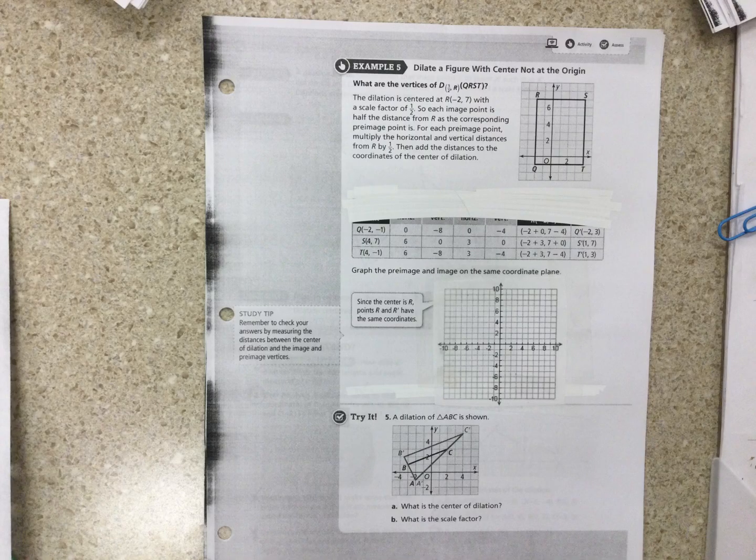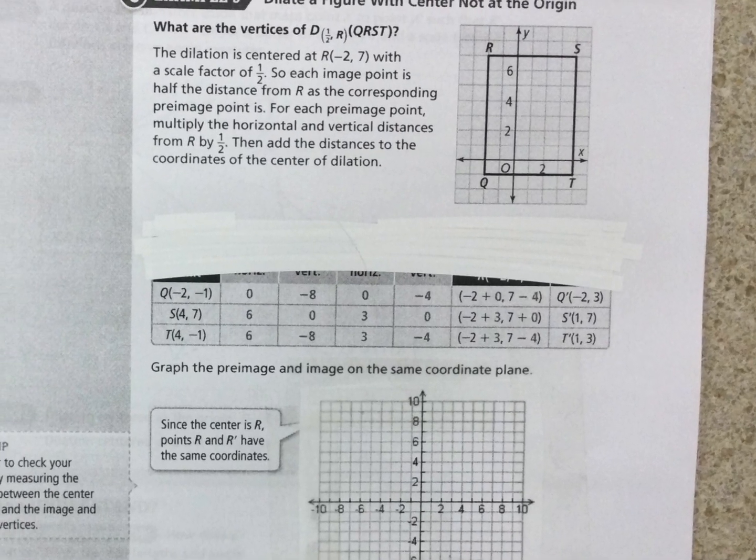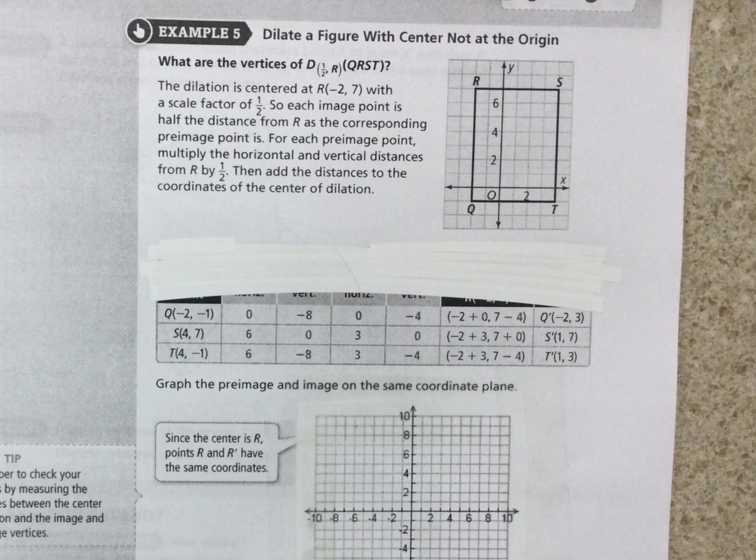All right, now here, this is a lot of stuff here, but we are just going to do it on this one little graph. So it wants to dilate it around R by 1/2. So each point is half the distance from R as the corresponding pre-image is. So S is 1, 2, 3, 4, 5, 6 away. S prime is going to be 3 away. 1, 2, 3. And there's my S prime.